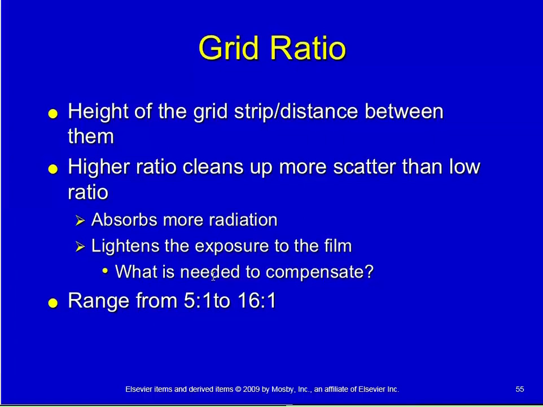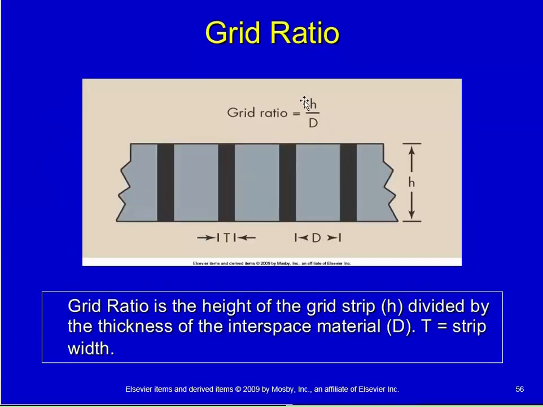If we increase kVp, we increase scatter radiation. We increase scatter radiation, the grid has to work hard. In fact, the grid will work harder to clean up as we increase kVp. It becomes more effective because we create more scatter radiation. It's got more scatter to clean up. So grid ratio, again, is the height of the grid strip divided by the distance in between the grid strips. So height divided by this distance, not this distance.